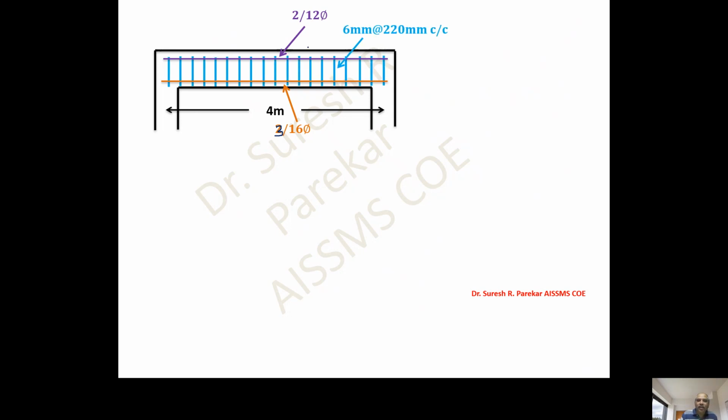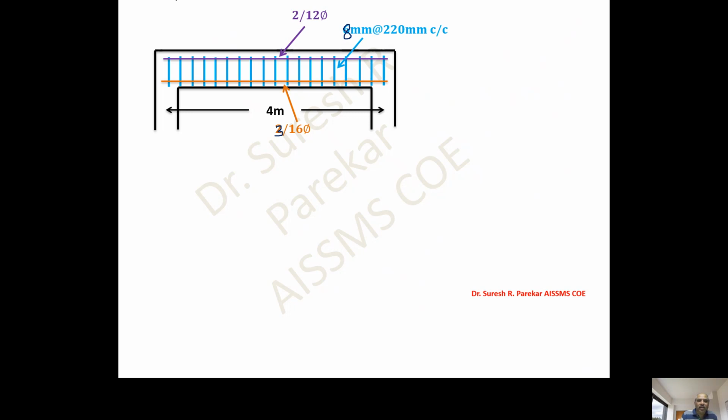Then we are going to go with reinforcement details. So we are considering center to center 4 meter. This is 3 bars of 16 mm phi. Then we have anchor bars, which are 2 bars of 12 millimeter. Then we have the spacing, and this spacing we have 8 millimeter at 220 mm center to center.